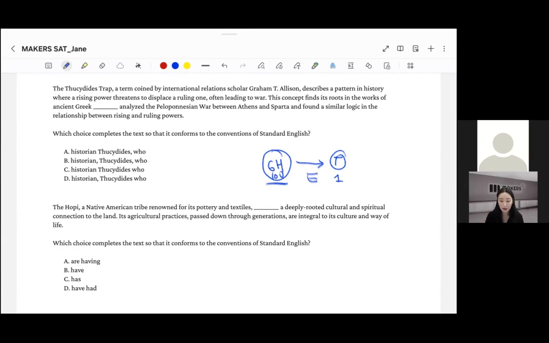So if it was flipped, saying that this concept finds its root in the work of Thucydides, an ancient Greek historian, it would start with one person, and knowing this information, ancient Greek historian, still would make it one person, because this would be information about Thucydides, right? So that would be non-essential. But when we have the effect of cutting down how many of them there are, it would be essential information, and we wouldn't want to add a comma. So it becomes like this.